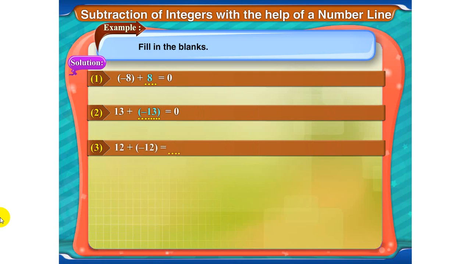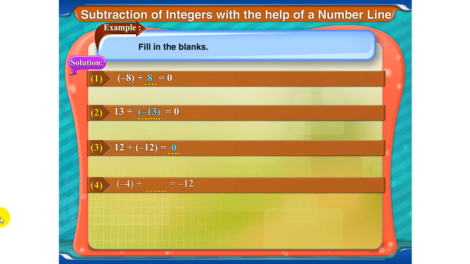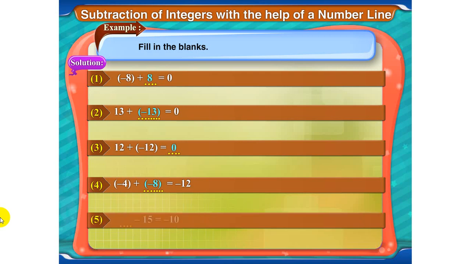3. 12 plus minus 12 is equal to dash. 12 plus minus 12 is equal to 0. 4. Minus 4 plus dash is equal to minus 12. Minus 4 plus minus 8 is equal to minus 12. 5. Dash minus 15 is equal to minus 10. 5 minus 15 is equal to minus 10.